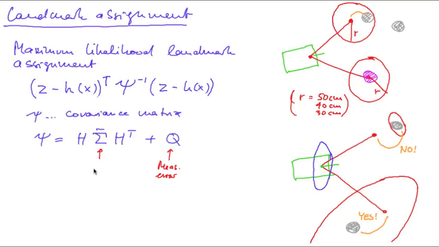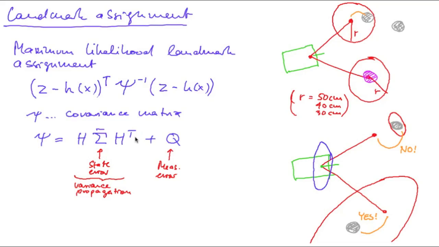This is our error in the state, so if I multiply from the left by H and from the right by H transposed, I just propagate this error through the function h. So this is error or variance propagation. And so what comes out is the error in measurement that is due to my error in the robot's position and orientation.